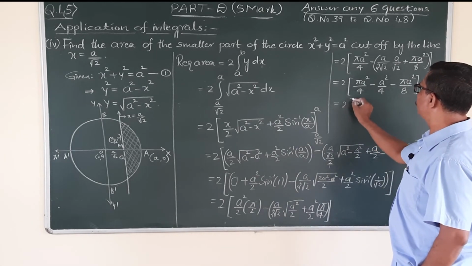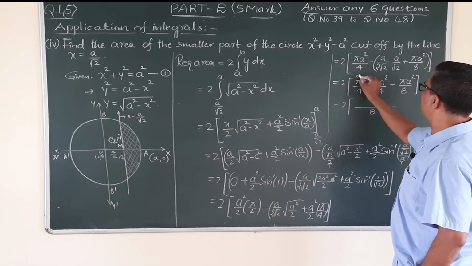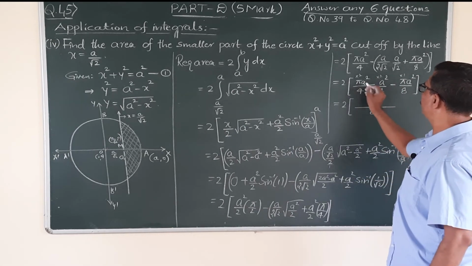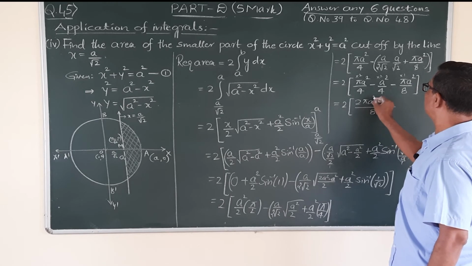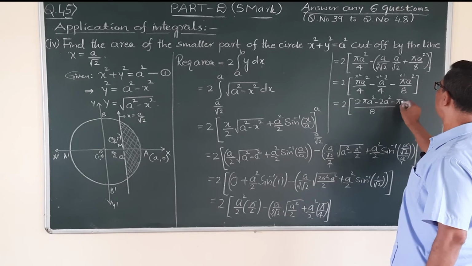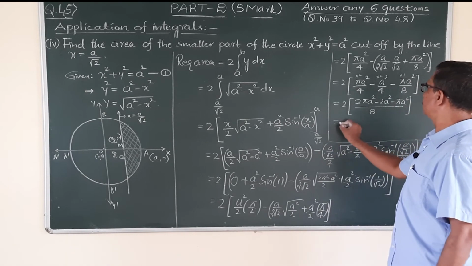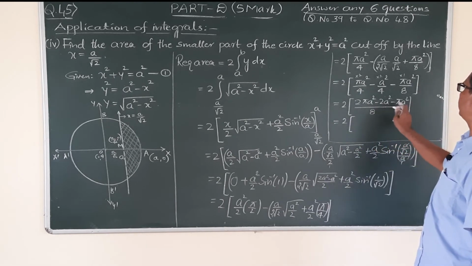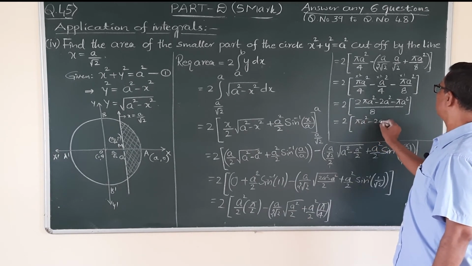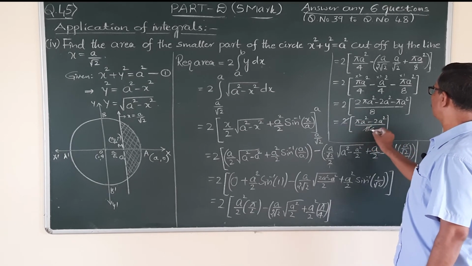Is equal to 2 into, take the LCM, LCM is 8. 4 twos are 8, 1 eights are 8. So 2 into pi a square, 2 pi a square minus 2a square minus pi a square, is equal to 2 into bracket 2 pi a square minus 1 pi a square, pi a square minus 2a square divided by 8. 2 ones are 2, 4s are 8.